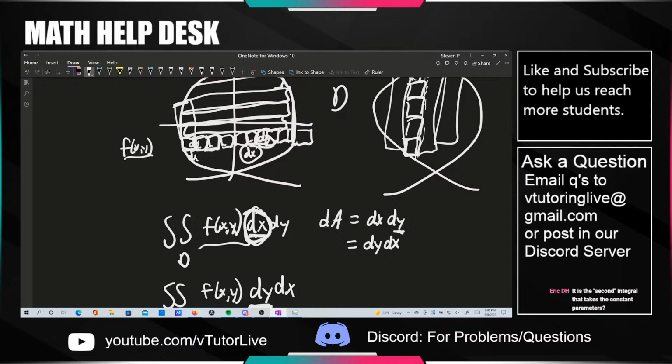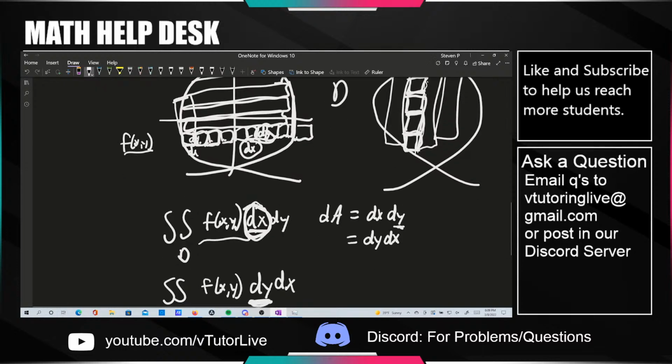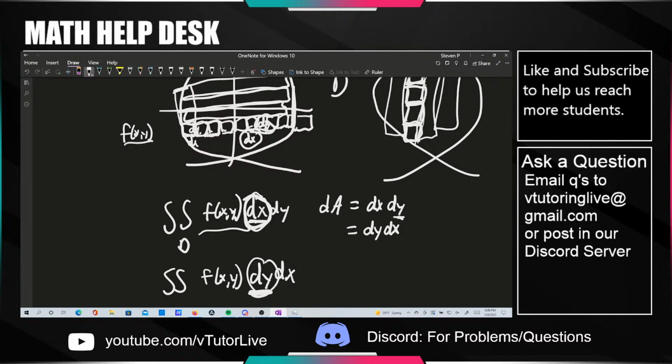Whereas over here, it's saying x is fixed for a moment while you do all the different values of y. So y is your most granular variable, and that's why dy is on the inside here. So this is the correspondence.